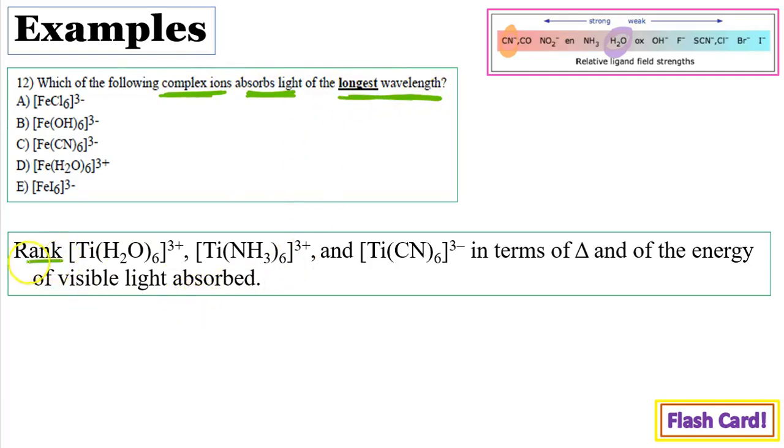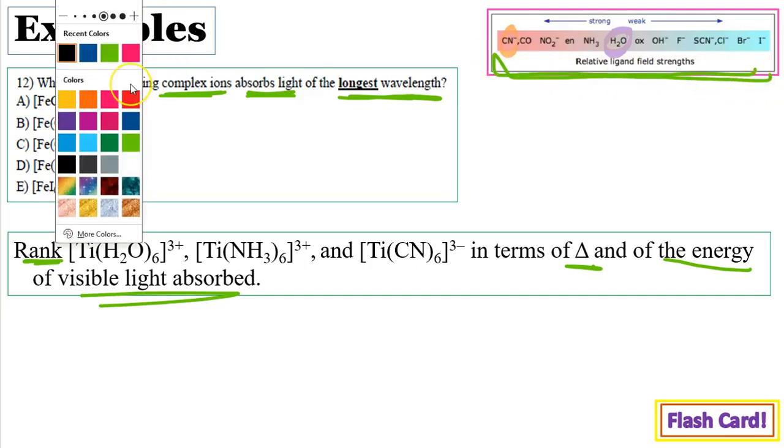Okay, then it says rank, and then it says in terms of splitting energy or crystal field splitting energy, and the energy of visible light absorbed. So again, we're talking about complex ions, absorb light, longest wavelengths. I know I have to relate oxidation number, potentially I have to relate periods of the actual metal ions. I might also have to relate ligand strength. And so I want to bring out my relative field ligand strength that's here. And then I want to be writing details for myself.